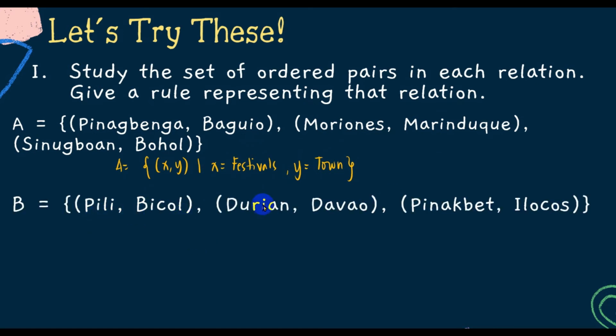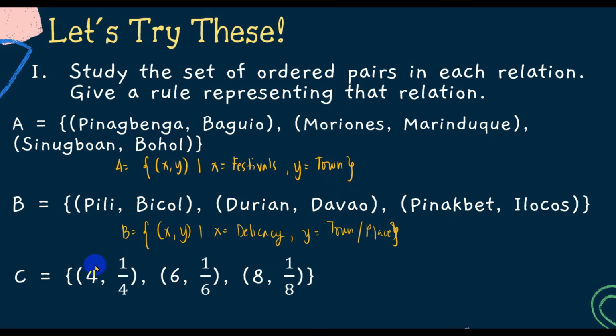We have Pili and Bicol, Durian and Davao, Pinakbet and Ilocos. So, how are we going to describe the relationship between these two? So, for this relation, relation B, we have the set of ordered pairs where x is delicacy nila and then yung y po ulit is yung town or yung place kung saan doon sikat yung ating delicacy na nabanggit.